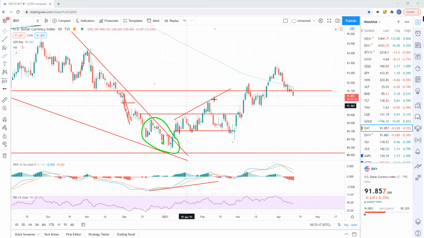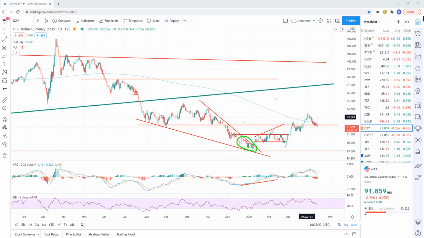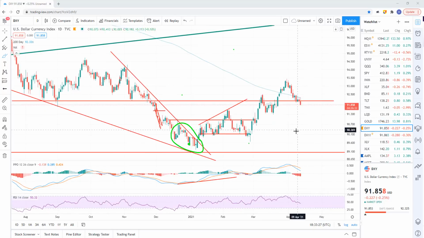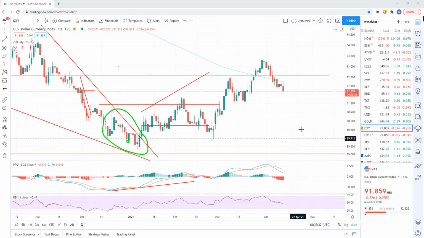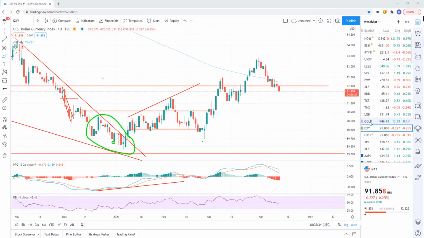We broke, and then it was resistance. We broke back above, but now back below. So it could be a false breakout. Could be they made it look like the dollar was going to rise and run up to this 97, but it's breaking back down. So we'll just watch that. If the dollar continues to sell off and get weak, that should be good for gold.